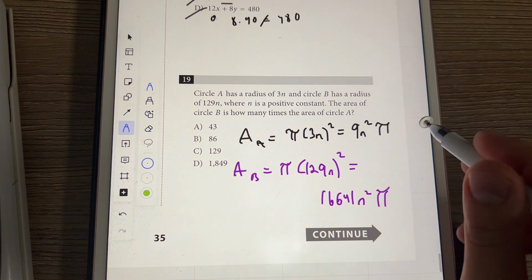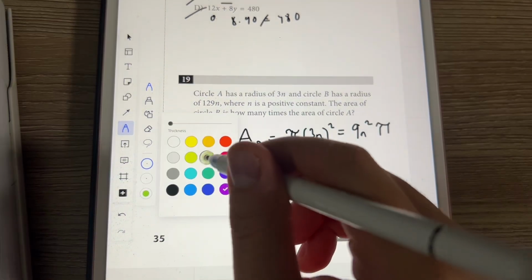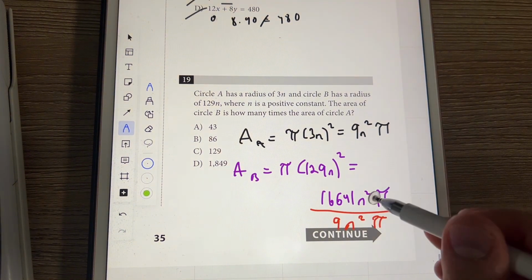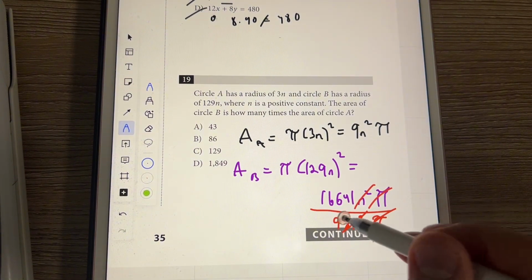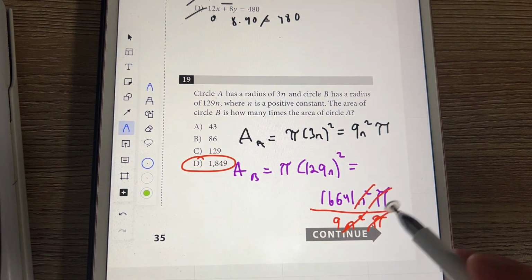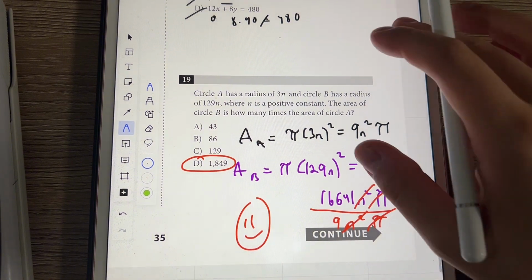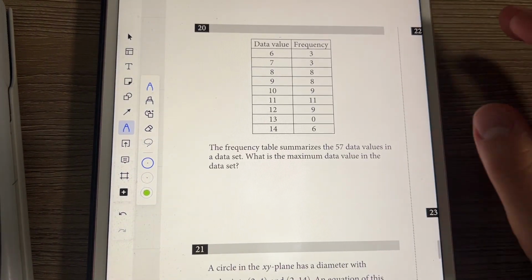Now, how many times bigger is it? I'm going to divide 16,641 n squared pi by 9n squared pi. You'll notice that the n squared pi's cancel out, and I'm just left with 16,641 over 9, which is 1849. D is our best answer. Woohoo! Crushing it! Shall we go on to question number 20?